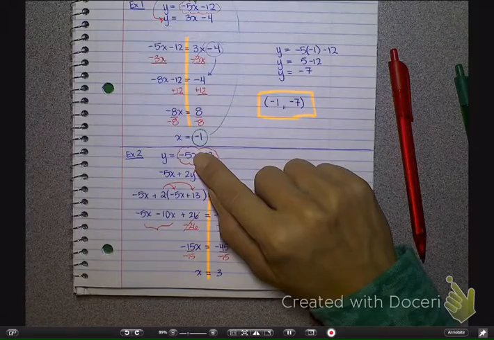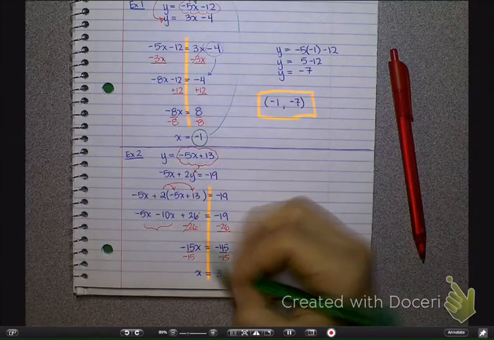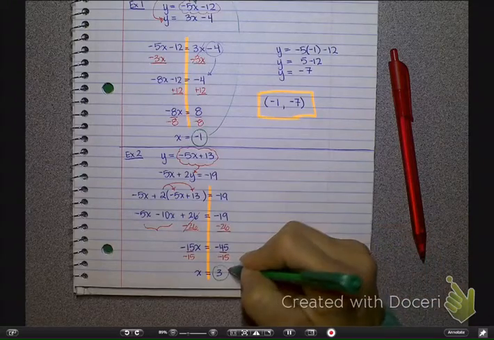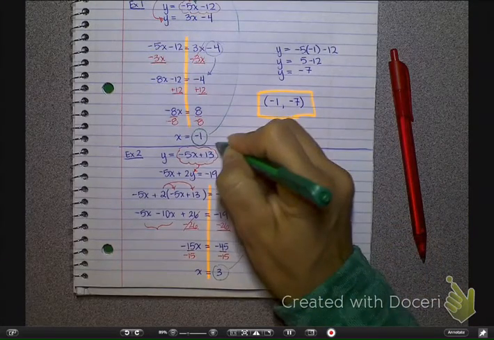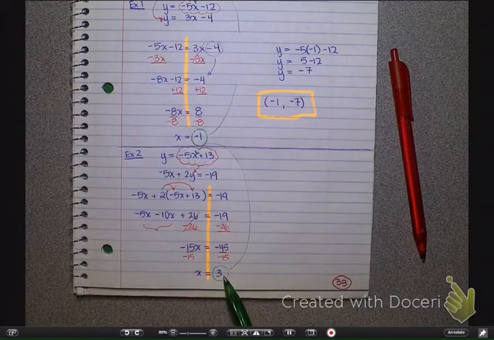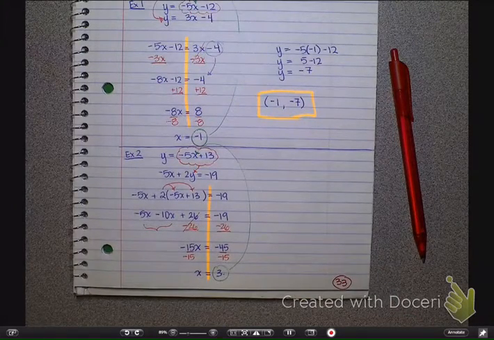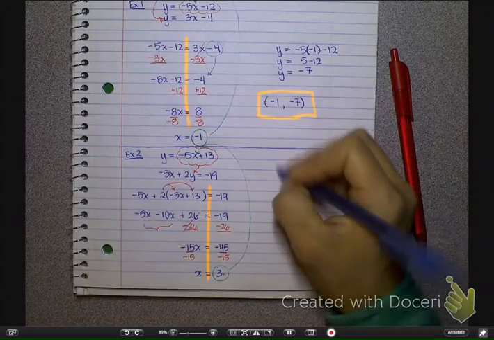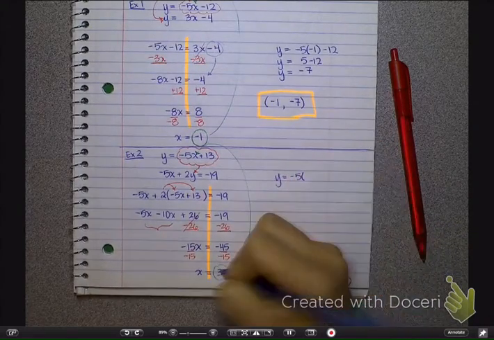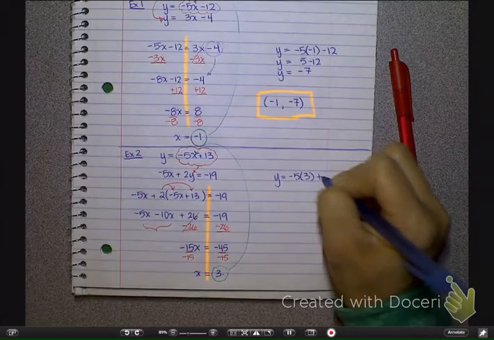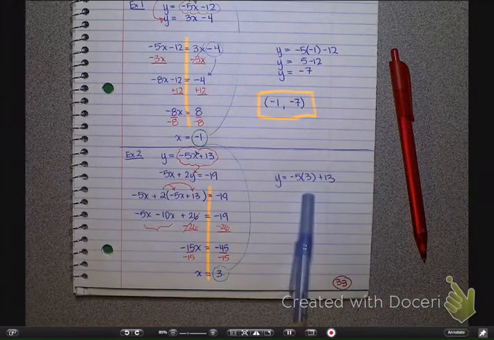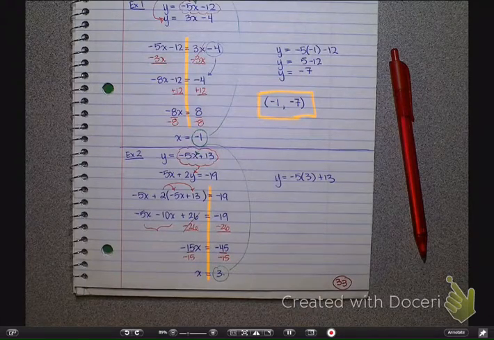Does that make sense? So I'm going to take this positive 3, because right now I only have half of the solution. I need to plug this back in to the x spot right there because this is equal to x. Okay? So let's go ahead and plug that in. y equals negative 5 times 3 plus 13. So now I just need to work this out so I can figure out what y is.